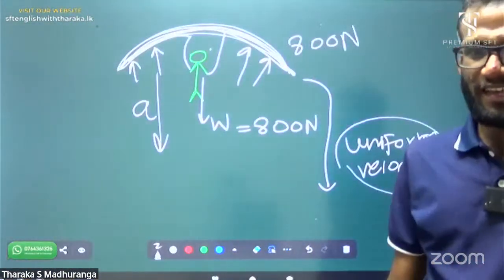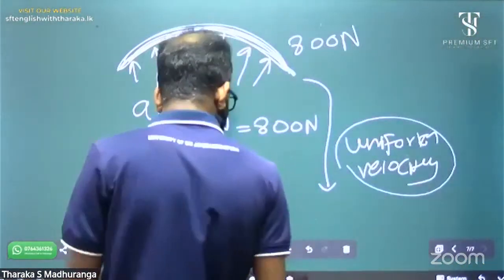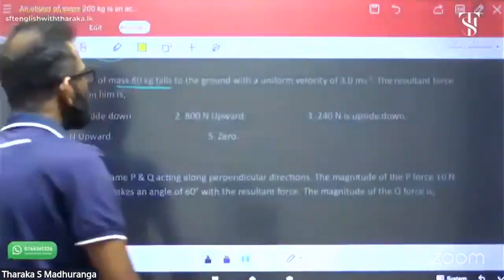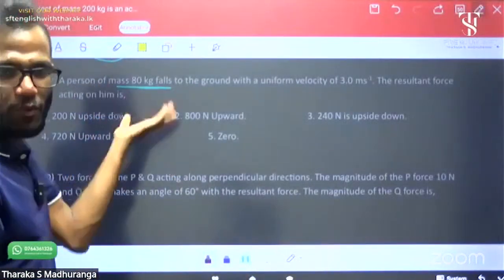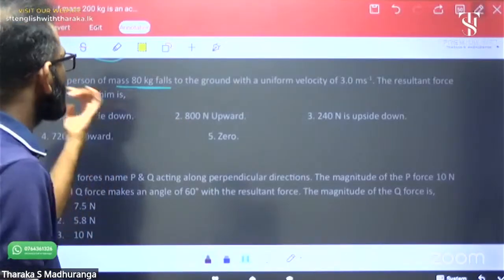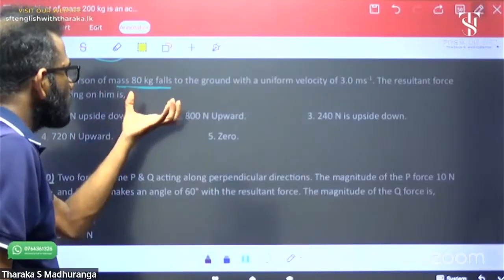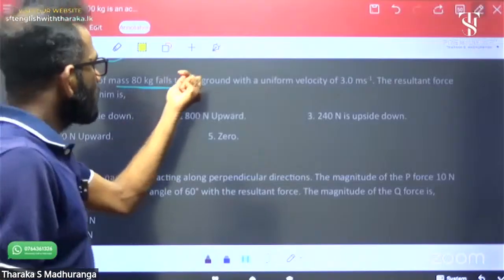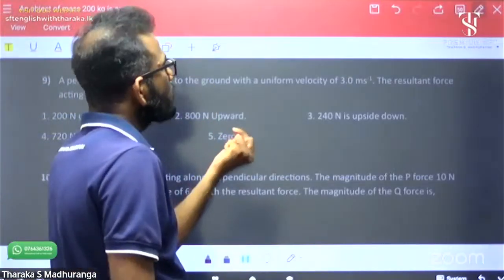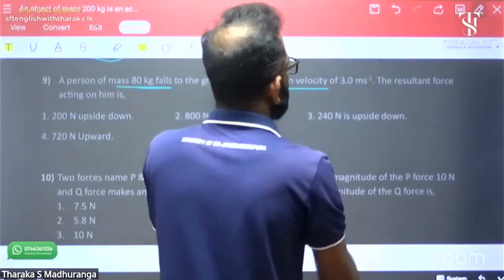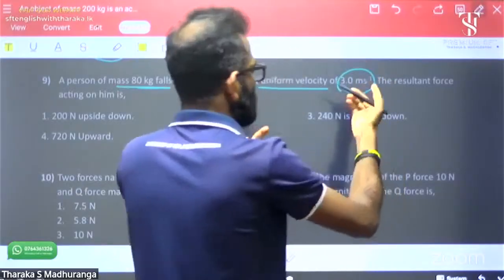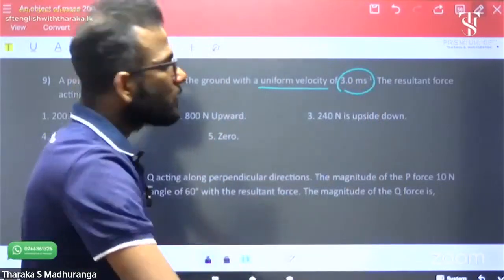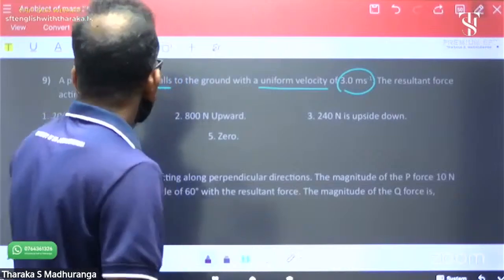Now okay. The question explained about this case, but you don't need to understand everything for this question. However, the 80 kilogram person falls to the ground with uniform velocity of 3 meters per second. This is a uniform velocity, the same velocity. Find the resultant force acting on him.